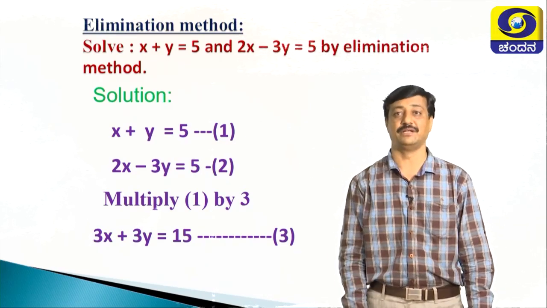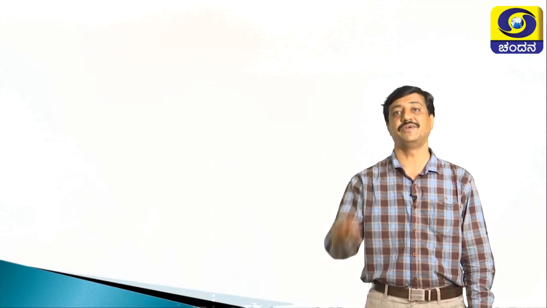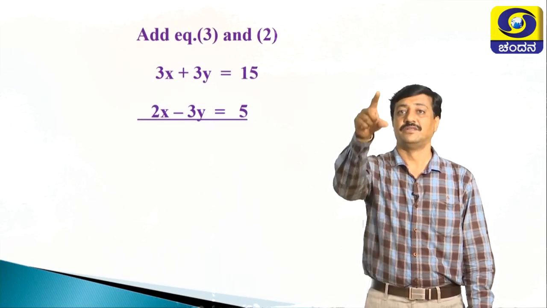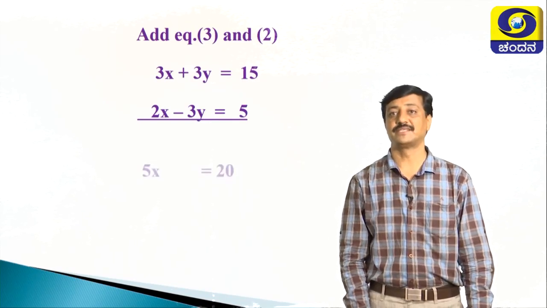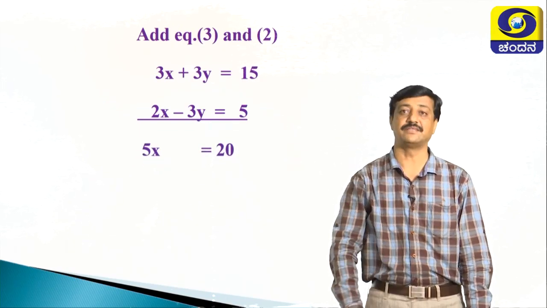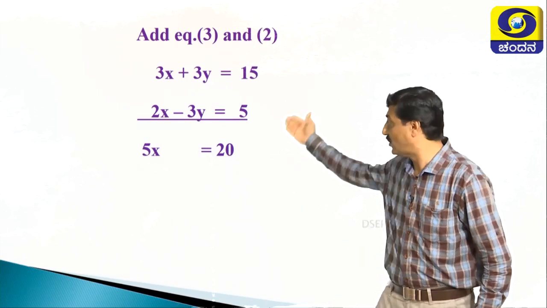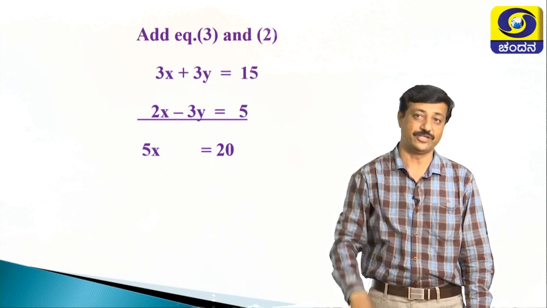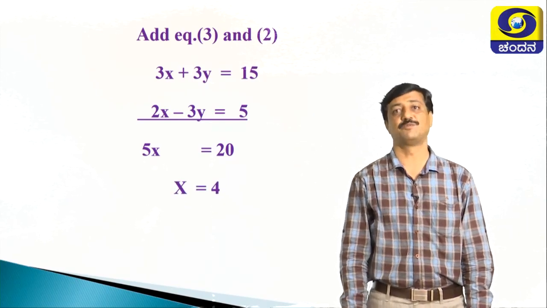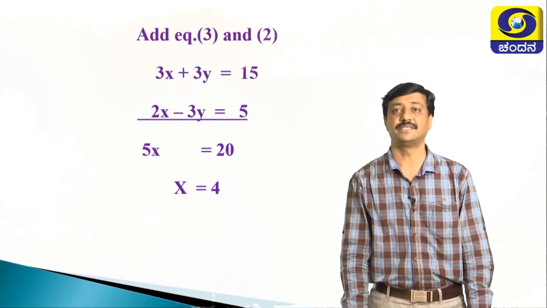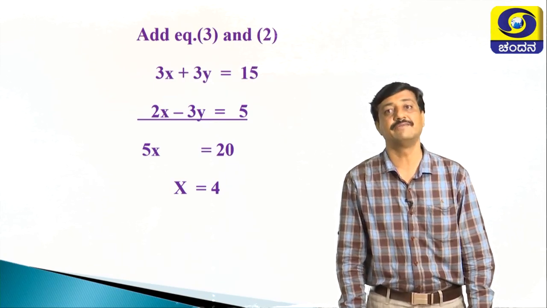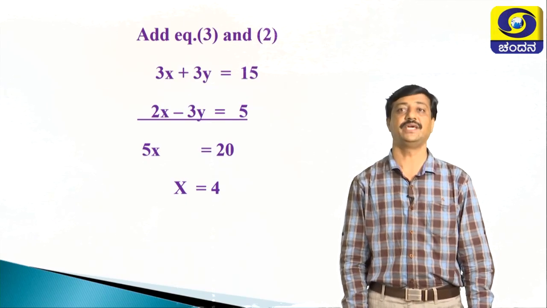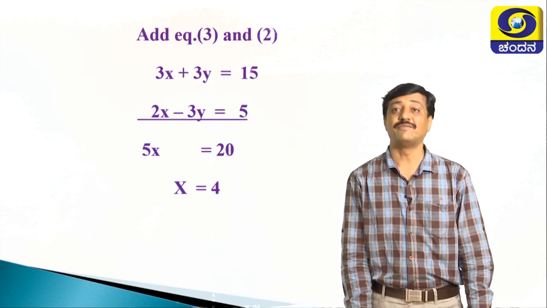particular variable. If you add equation 2 and equation 3, we get 3x plus 2x, which is 5x, plus 3y minus 3y cancels each other, and if you add 15 with 5, it gives 20. Now, transpose 5 to that side. After transposing 5, 5 cancels with 20, and finally, we get the value x equals 4. The value of x is equal to 4. So, in this way, you can get one of the values.